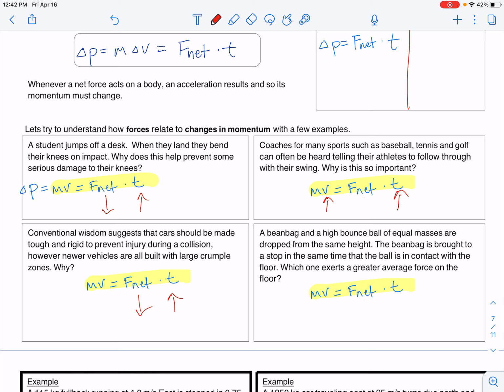Last one, we have a beanbag and a high bounce ball of equal masses, dropped from the same height, right? So talking about which one has a greater average force on the floor. In this case, velocity increases and net force also increases.